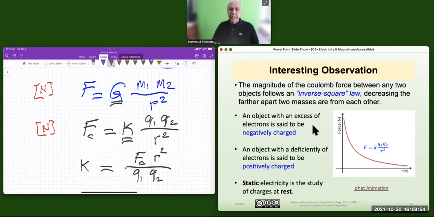When you have an object that has more negative charge, we call that object negatively charged, and if it has more positive charge than negative, we call that positively charged. Just like an atom, if you take away an electron from an atom, that atom becomes a positive ion. If you add an electron to an atom, that atom becomes a negative ion.